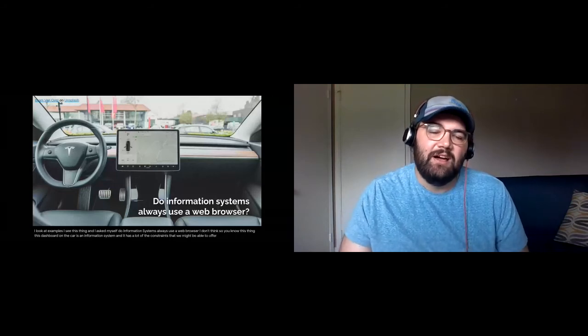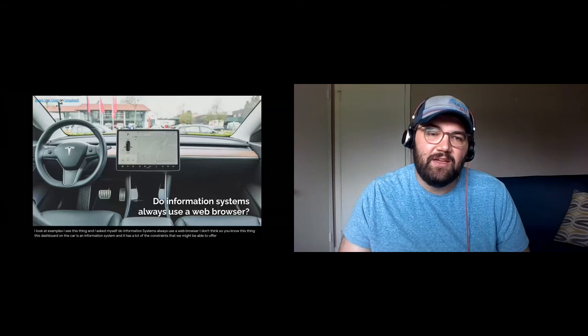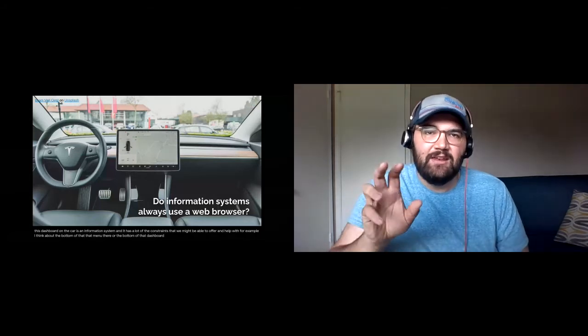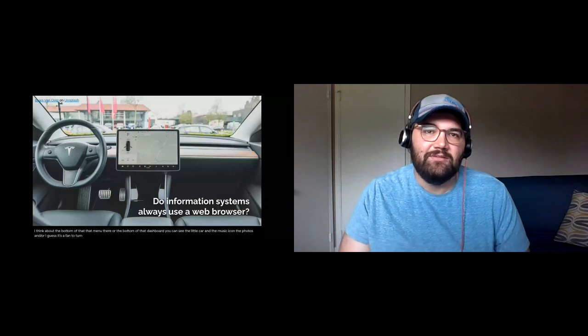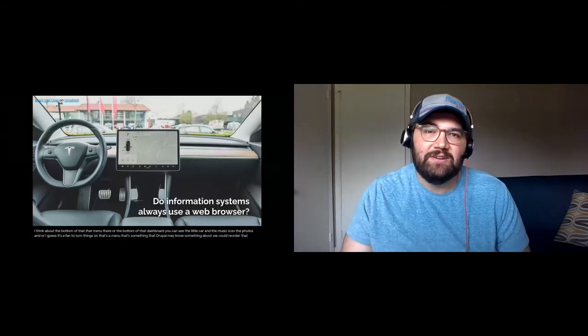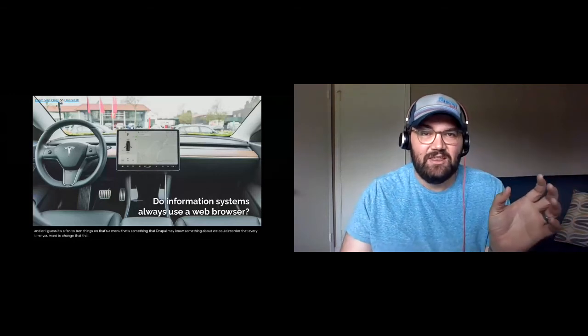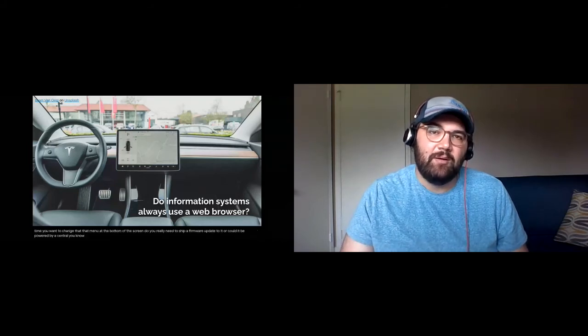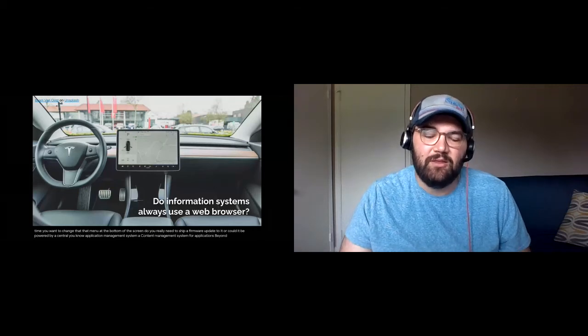For example, I think about the bottom of that menu there, or the bottom of that dashboard. You can see the little car and the music icon, the photos, or I guess it's a fan to turn things on. That's a menu. That's something that Drupal may know something about. We could reorder that. Every time you want to change that menu at the bottom of the screen, do you really need to ship a firmware update to it? Or could it be powered by a central application management system, a content management system for applications beyond the browser?